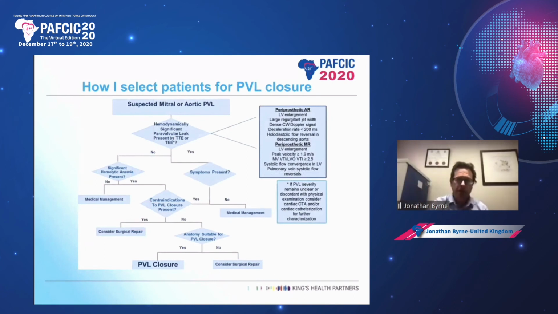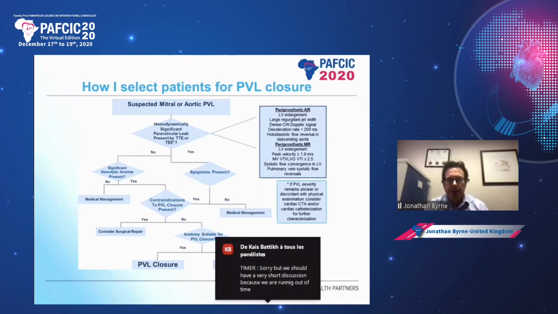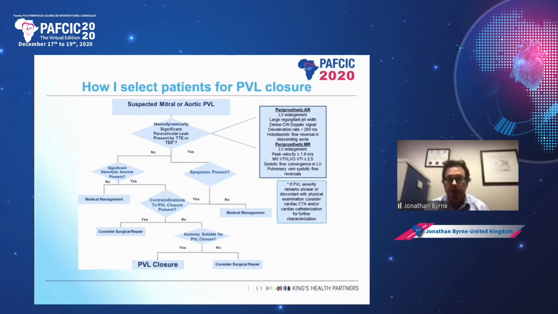And this is my strategy for selecting patients for either aortic or mitral valve PVL closure. We touched on it briefly before, but if you find a significant leak, the first thing to do is properly assess that. And that's not an easy feat, particularly in patients with multiple leaks around the mitral valve or aortic valve, or with two prostheses where the shielding makes assessment of the leak very difficult.